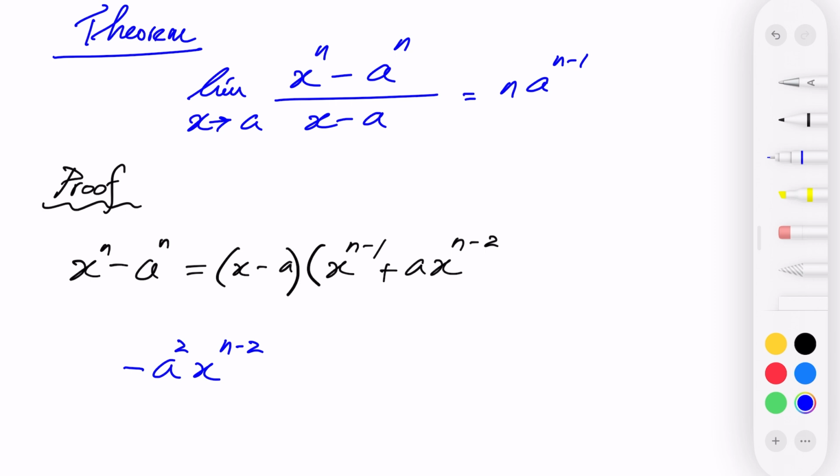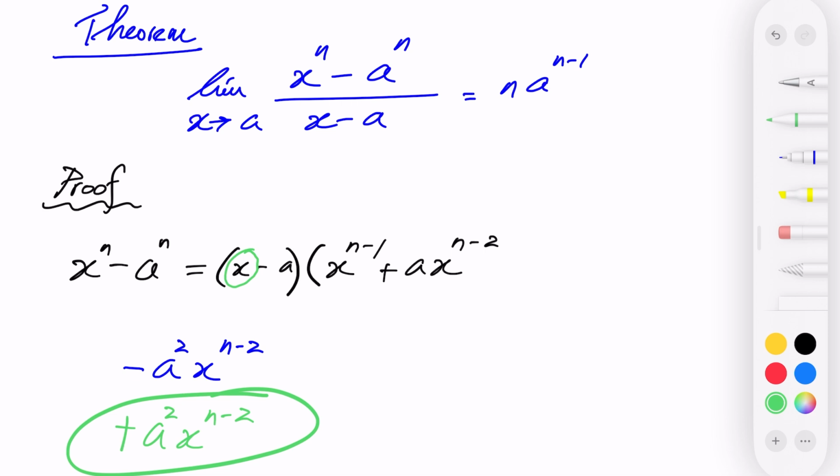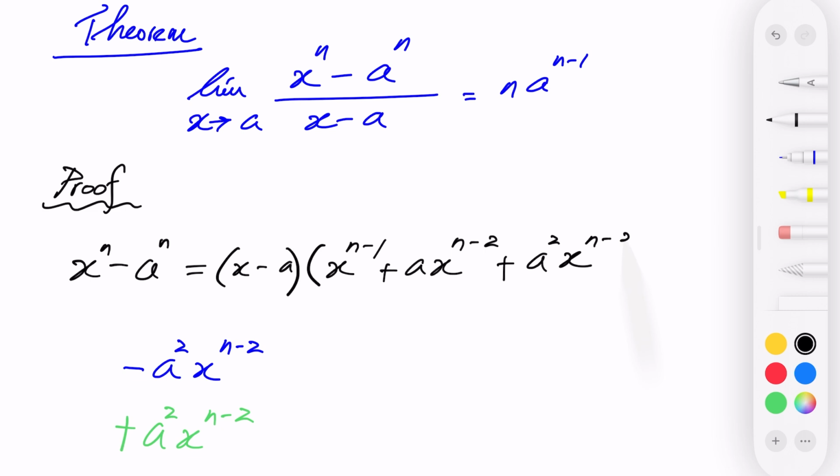Now, just like earlier, I need to get rid of that term. In order to get rid of that term, I will need a plus a squared x^(n-2), which we can create by paying attention to this x again. That x will have to be multiplied by a positive a squared x raised to the n minus third term. Then we can create this term right here. Alright, let me write it as that. I'm going to need a plus a squared x^(n-3).